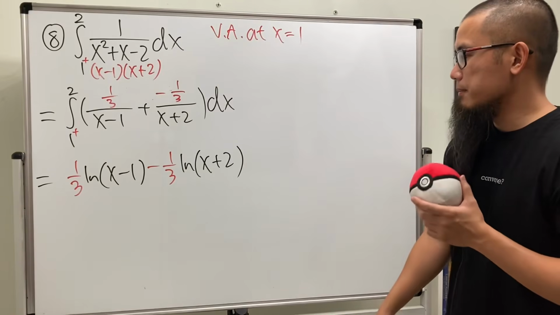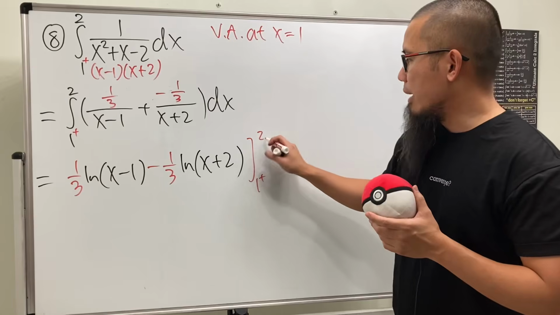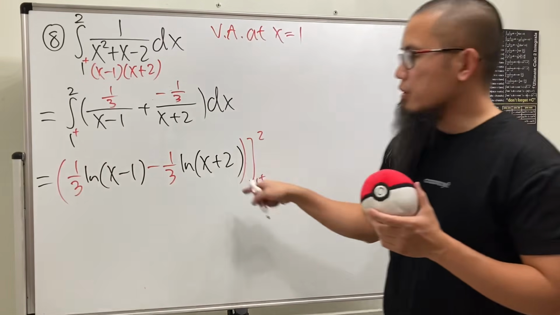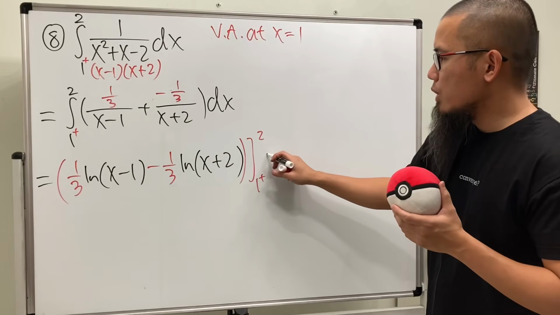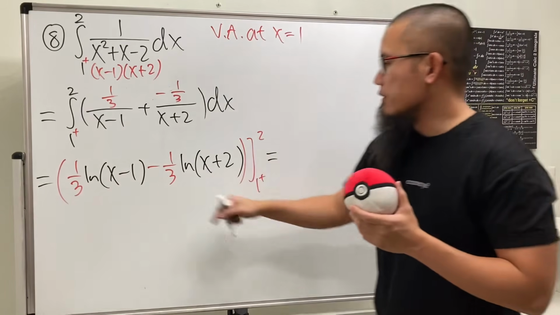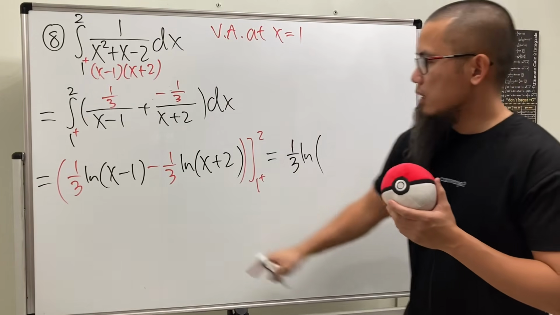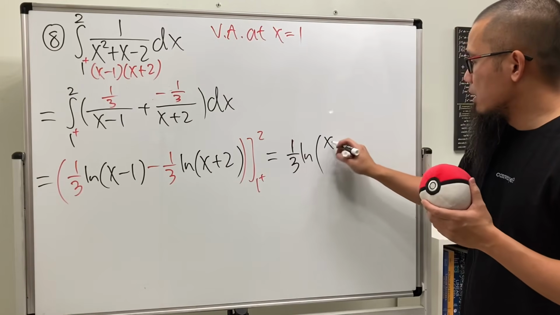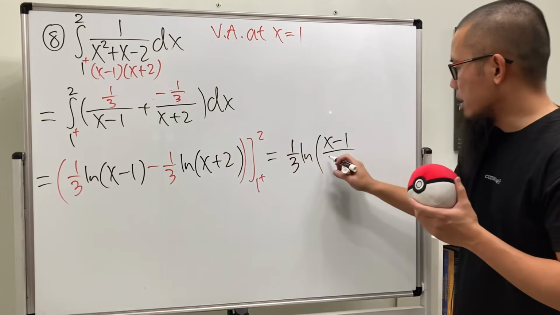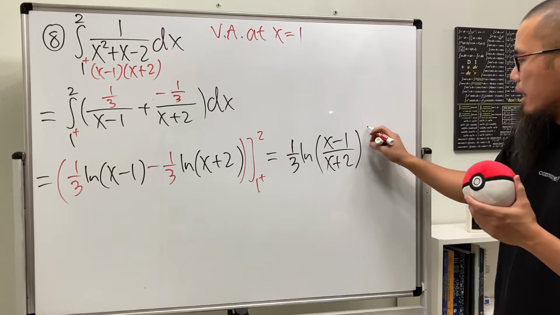So that's really nice. And before we plug in the numbers, perhaps it's a good idea to combine the natural logs together first. And when we do that, we will get 1/3 first. So let's put that down. And then ln. This will go to the top because it has positive right here, over this right here will be on the bottom because it has the negative, right? Cool. And then we plug in.